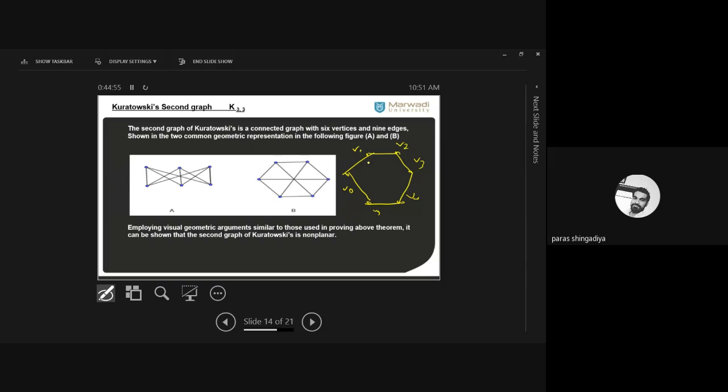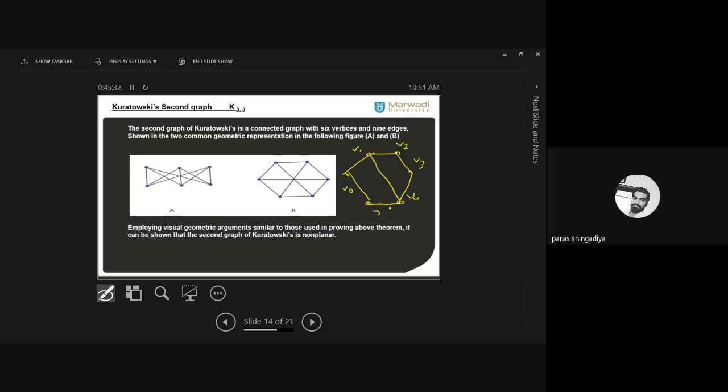In step 2, connect this vertex and this vertex, means V1 and V4. So there are 2 possibilities to connect V1 and V4. One is the inside possibility, and the second is the outside possibility. If you want to connect them, you have 2 choices, one inside and the second outside. So consider any one and explain it. There are 2 possibilities to connect V1 and V4. One is inside, second is outside. Let's consider the inside possibility and create one edge to the inside of the graph from V1 to V4.